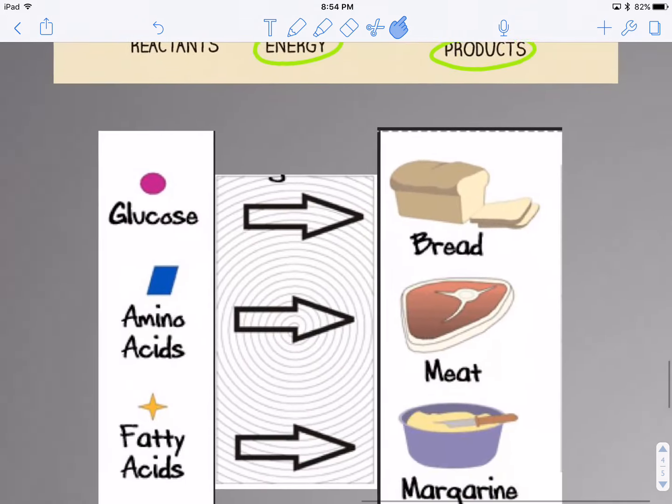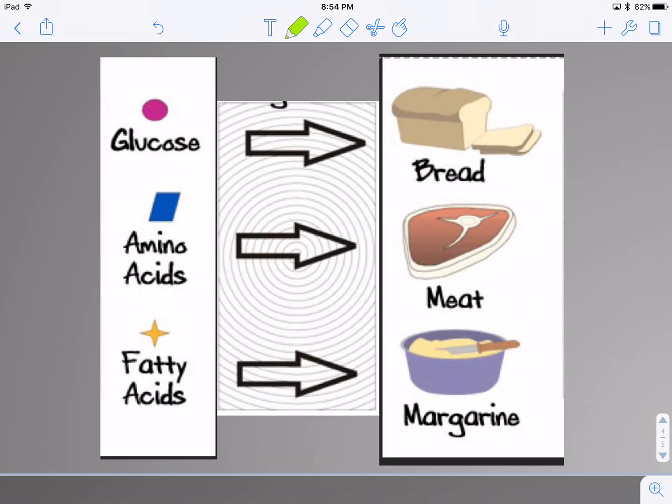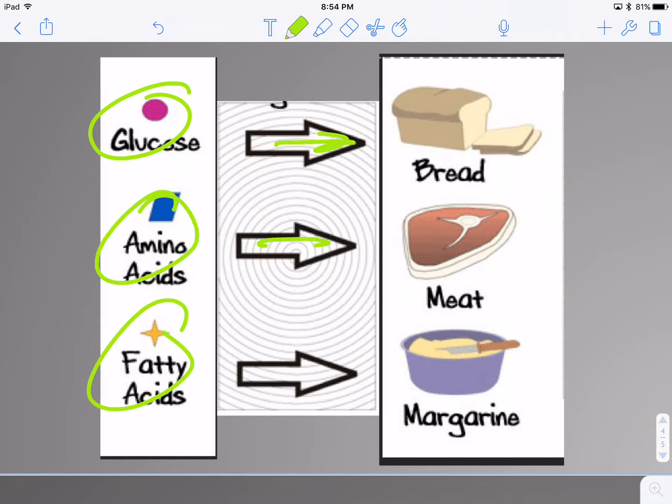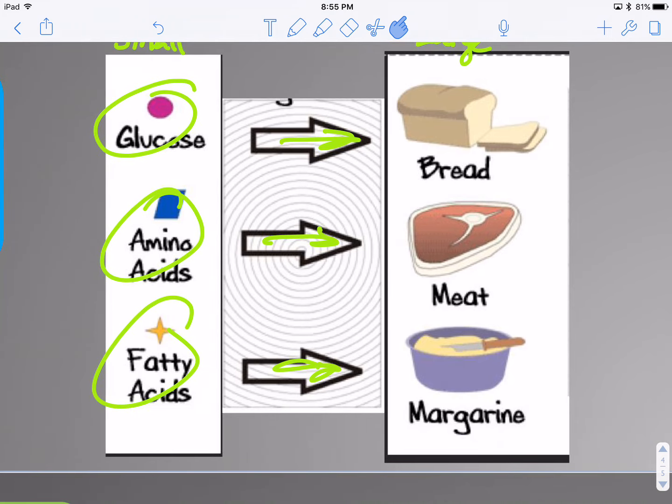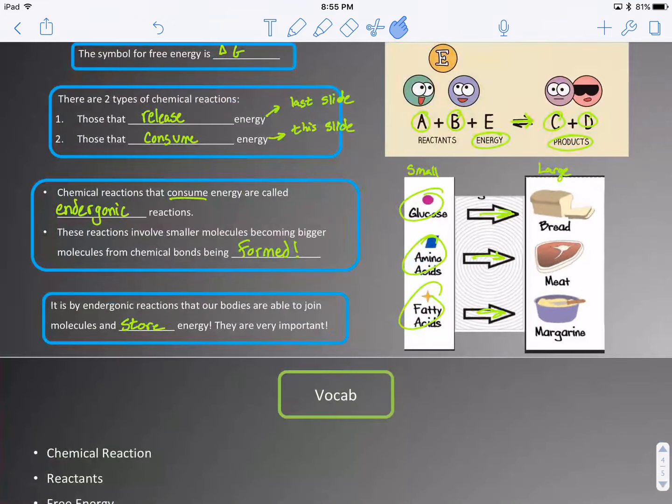Okay, and the way that I am depicting this down here, it's like a bunch of these smaller molecules. They all come together. And you guys can even label this if you'd like to. Small becomes these large things. It's the glucose that fuses together to form bread. It's the amino acids that fuse together to form meat. It's the fatty acids that fuse together to form margarine. These are all examples of endergonic reactions.